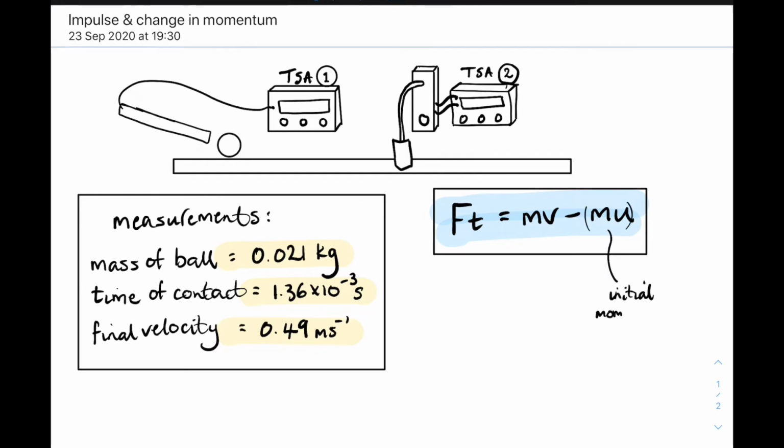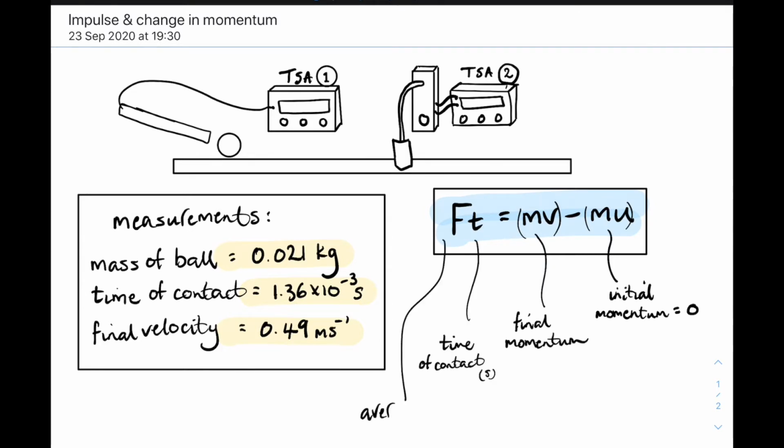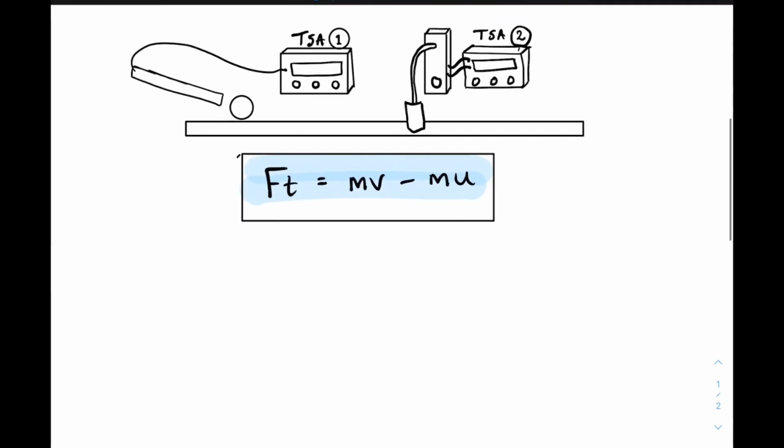Remember, mu is the initial momentum. It was 0 because the ball was stationary. mv, the final momentum, and t, the time of contact. That will allow us to work out the average force. Let's substitute in those values then.